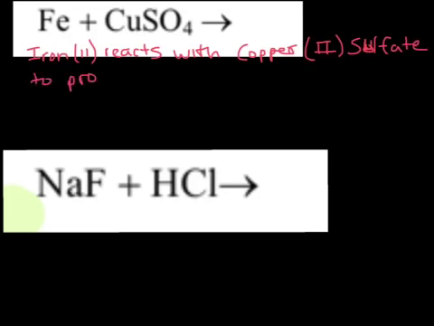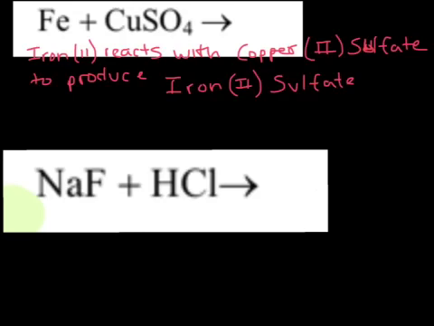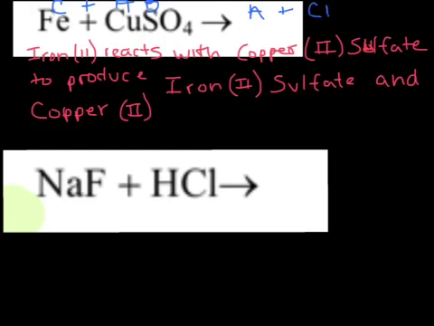To produce iron 2 sulfate and copper 2. Wow. All right. So we've predicted that this is a single replacement reaction, right? We have A, B plus C going to produce A plus CB.